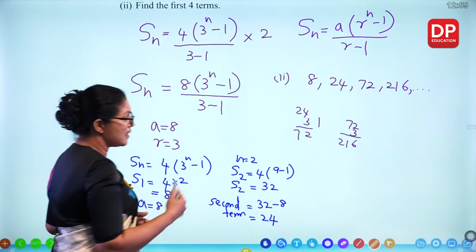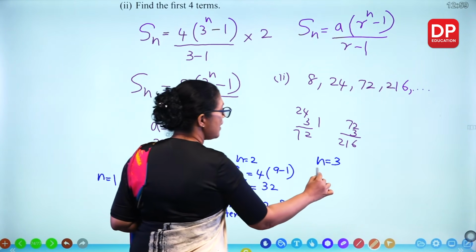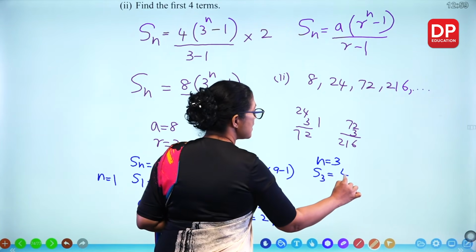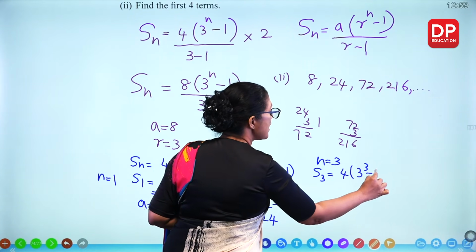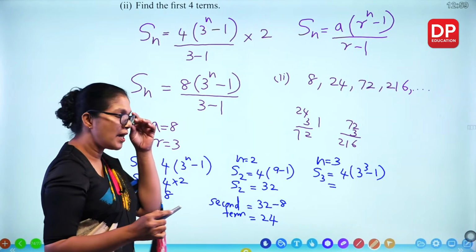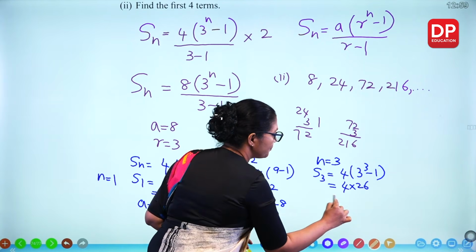Now we'll try the third term also. n equals 3. S3 equals 4 times 3 to the power 3 minus 1. 3 to the power 3 is 27. 27 minus 1, 26. 4 times 26. What's the answer?